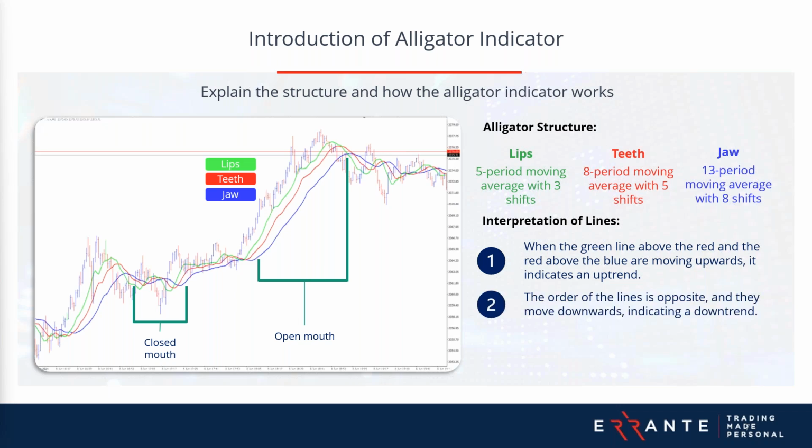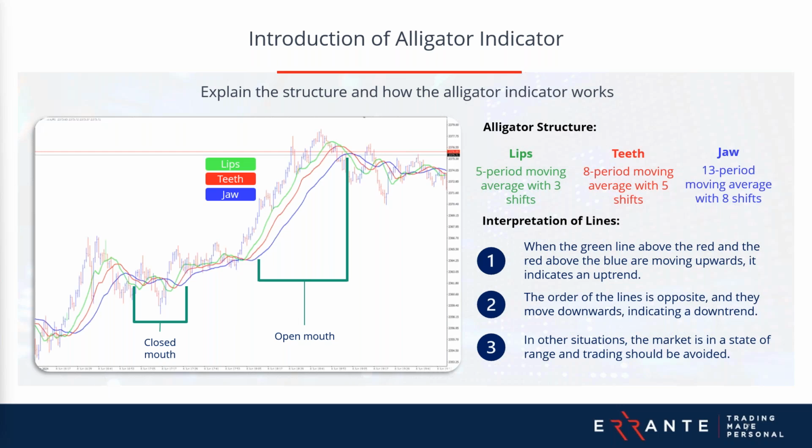Then we can identify downtrends when the order of the lines is opposite. Blue above red, red above green, and they're moving downwards. It indicates a downtrend. The alligator is also feeding, but in a bearish market. It's really important to note that when the lines are interlinked or not clearly trending upwards or downwards, the market is in a range or sideways movement. This is when the alligator is sleeping and trading should be avoided as the market lacks direction.